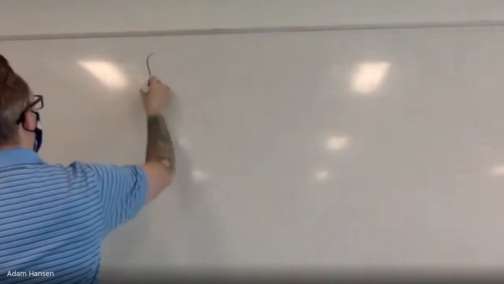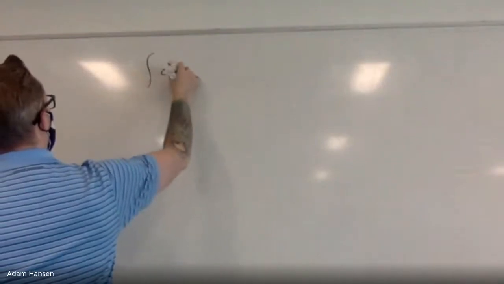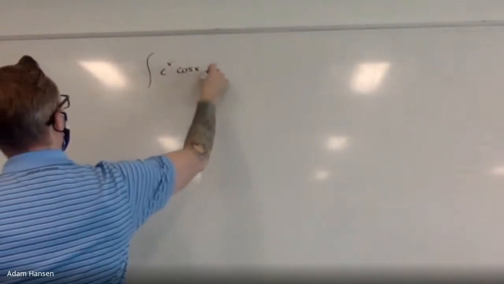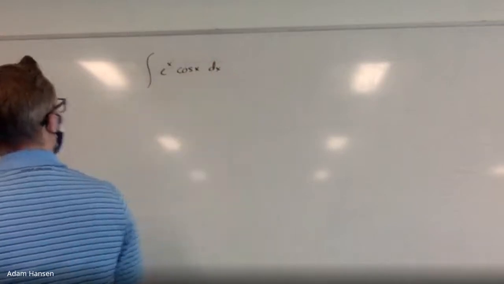We've done exponential functions with log functions. We've done exponential with trig functions. Let's try this. Look at this combination a little bit closer in depth. What is the antiderivative using integration by parts of e to the x times cosine x dx?